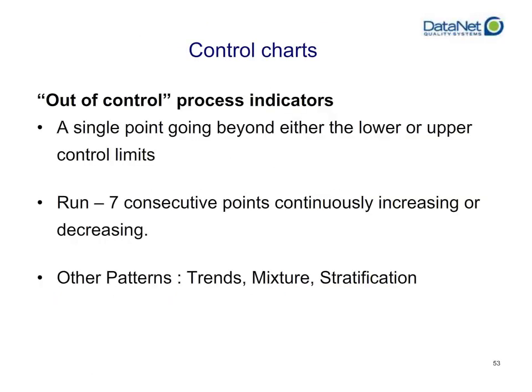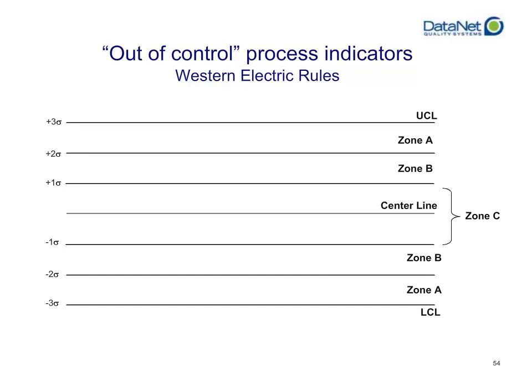Since control charts are designed to help us control our process, the question is, what defines an out-of-control process? Some of these things could include a single point going beyond either the lower or upper control limits. Also, you can have a run of 7 consecutive points continuously increasing, decreasing, or not changing at all. Other patterns include things like trends, mixtures, and stratifications. In the next slides, we're going to demonstrate what each one of these different conditions could mean. So this slide is going to show you what the different out-of-control process indicators could be.